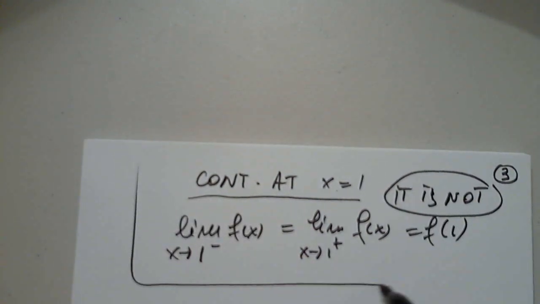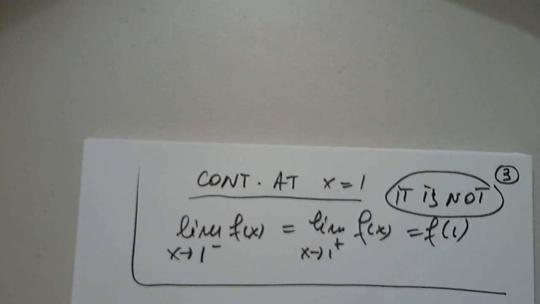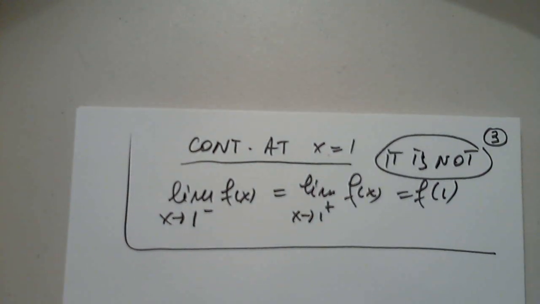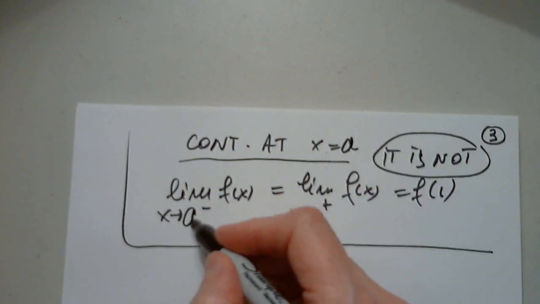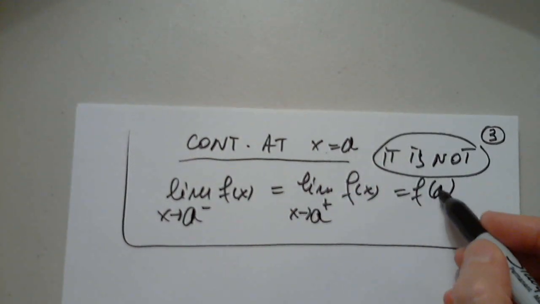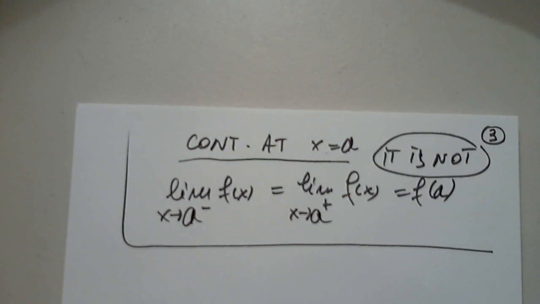But this is a definition. The problem was asking me to write the definition of continuity at a point. You don't have to write it at 1. You can write it at x equals a. That's fine too, in general. Whatever you want. And that's it. That's all there is to it.